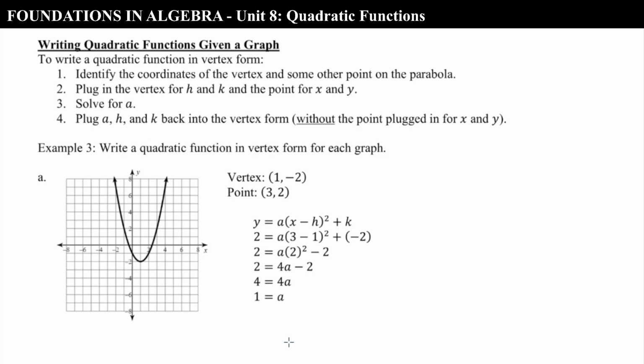Now that we have our value of 1 for a, we're going to write our equation. y equals, your a value would go here, but since it's only 1, we don't have to write that. (x minus 1), that's our h, squared minus 2, which is our k. So this is the equation for this graph.